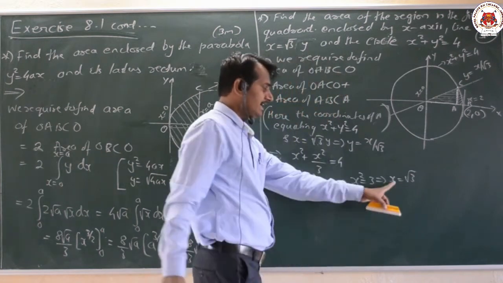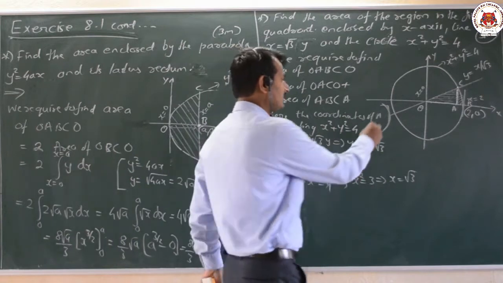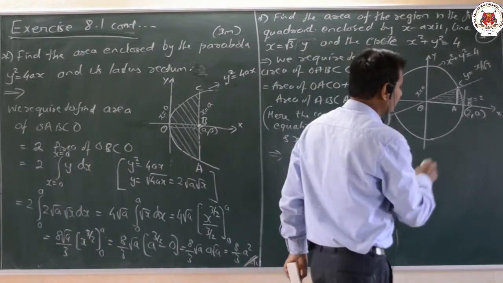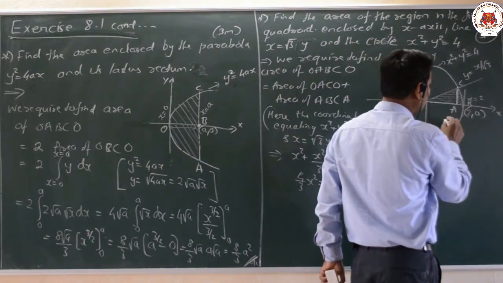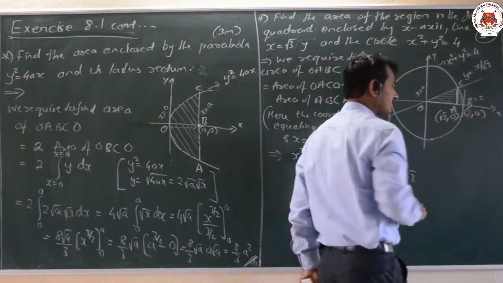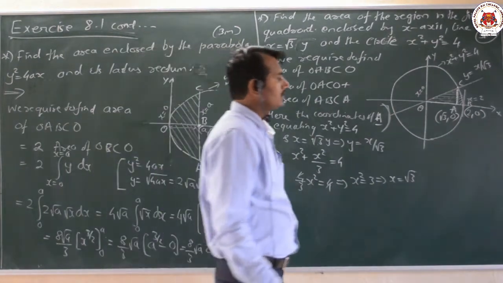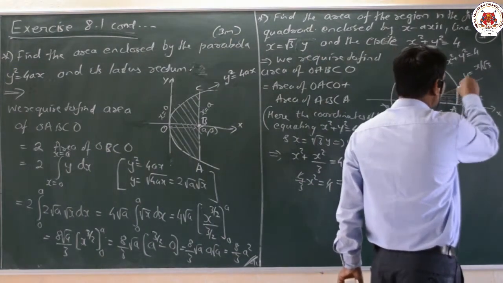So it is nothing but the x coordinate of this particular point A here. This particular coordinate value will be root 3 comma, and since it lies on the x axis, the value will be 0 here. That means, student, I have found out this particular point of contact.